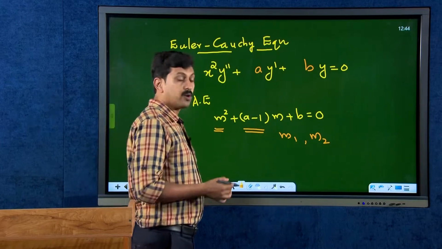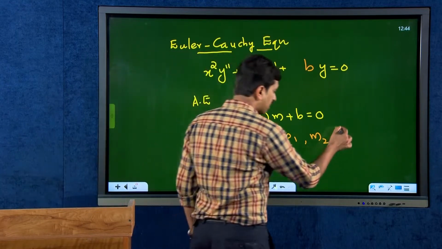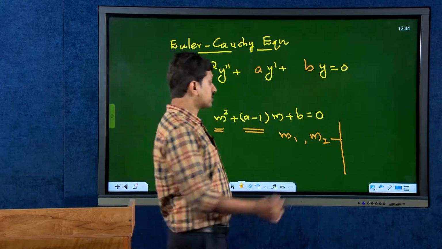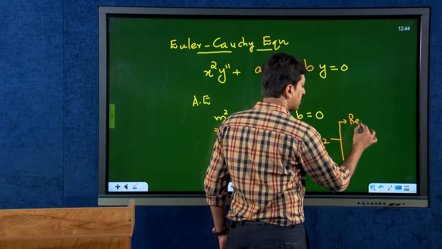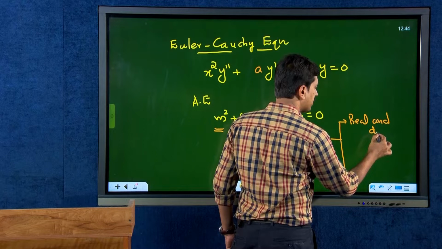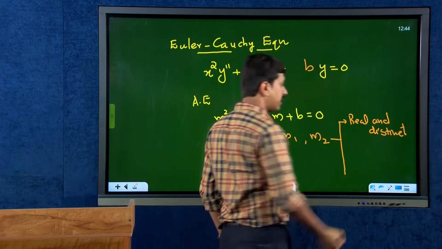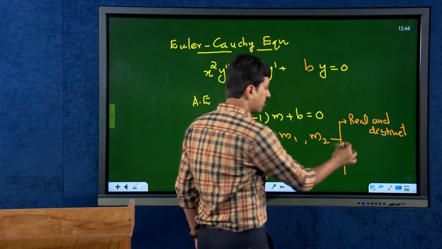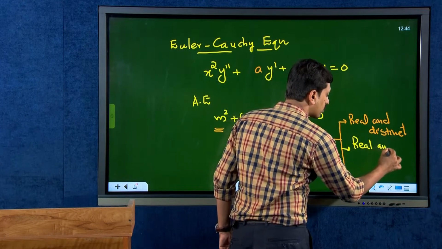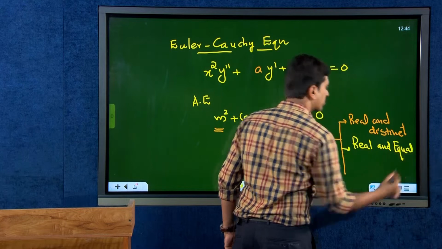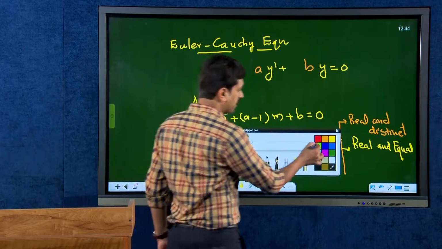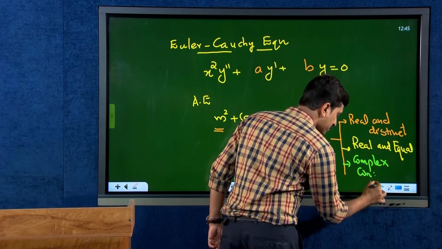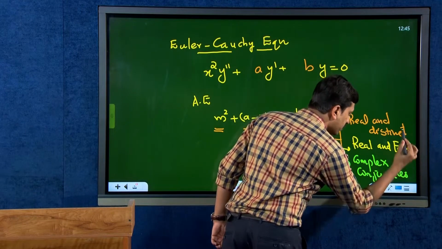That m1 and m2 may be real. They have three choices, because the auxiliary equation is a quadratic equation. Because it is a quadratic equation, the roots may be real and distinct, or may be real and equal, that is a double root, or finally, the other choice is that the roots may be complex conjugate.